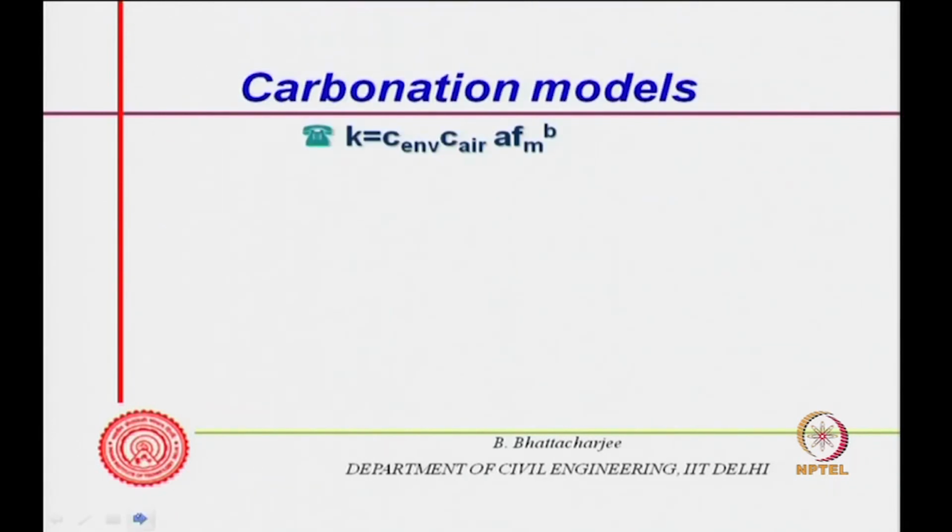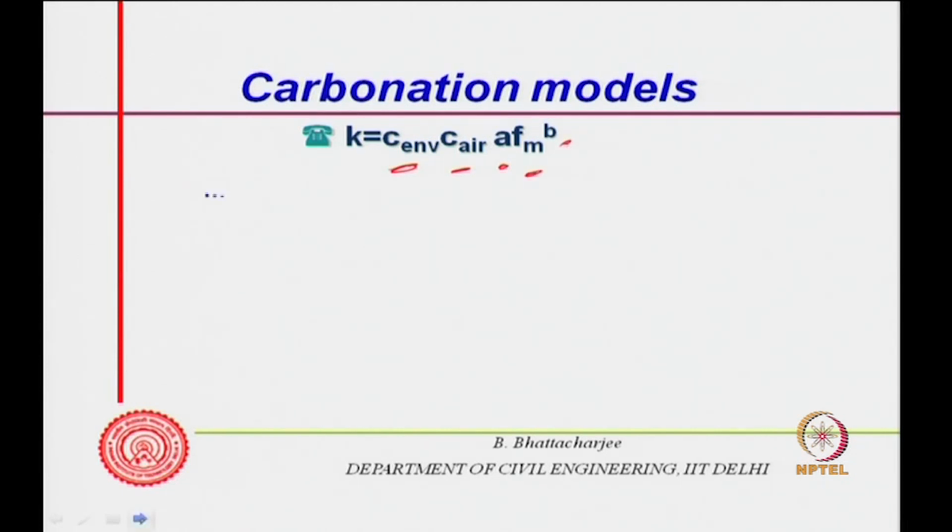So, k is the question. Now, k depends upon many factors. This is for our qualitative understanding. One thing, the depth of carbonation at any time is proportional to root over t, the time from the starting of carbonation. That more or less fits in well with the experimental data. But the constant of proportionality, empirically people have seen, is a function of C environment, C air, A and B, which are two constants, and the strength of the concrete.